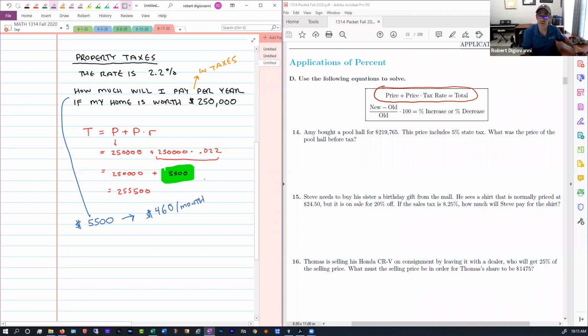That's pretty substantial, isn't it? I mean, don't you think? That's easily a car payment that you're going to have, and it's for what? I mean, what are you paying that for?